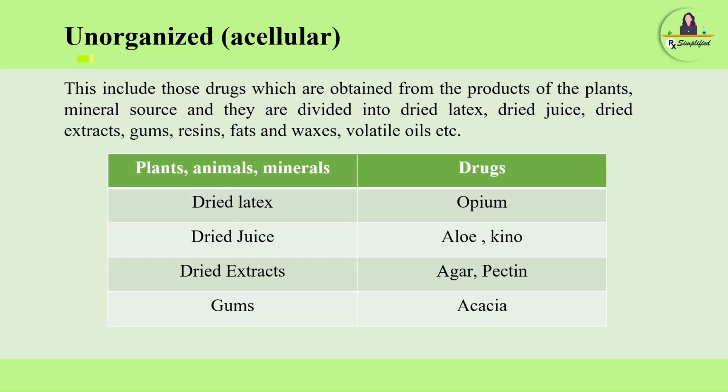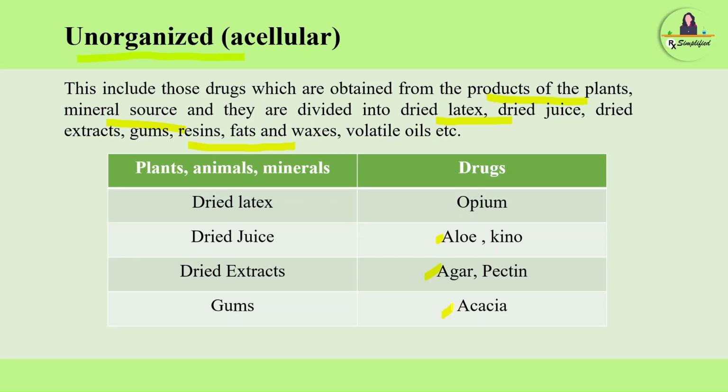Next, we discuss unorganized or acellular drugs. These include those drugs which are obtained from the products of the plants and the mineral source, and they are divided into dried latex, dried juice, dried extracts, gum, resin, fats and waxes, volatile oils, etc. Plant, animal, mineral source and the obtained drugs. From dried latex, opium. From dried juice, aloe, kino. From dried extract, agar, pectin. From the gums, acacia. So, unorganized means from plant products and organized means direct plant parts. These are the differences between the organized drugs and the unorganized drugs.